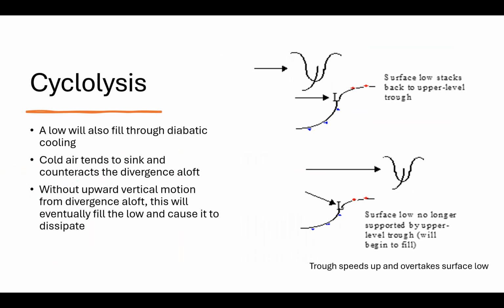Cyclolysis, here we go. A low will also fill through diabatic cooling. So if we have a low pressure that's moving over a cooler surface, it's going to promote more dense air and sinking air motion, not rising air motion, and that's going to kill that low pressure system basically. Cold air tends to sink, counteracts the upper level divergence aloft, and without upward vertical motion from divergence aloft, this will eventually fill the surface low and cause it to dissipate.